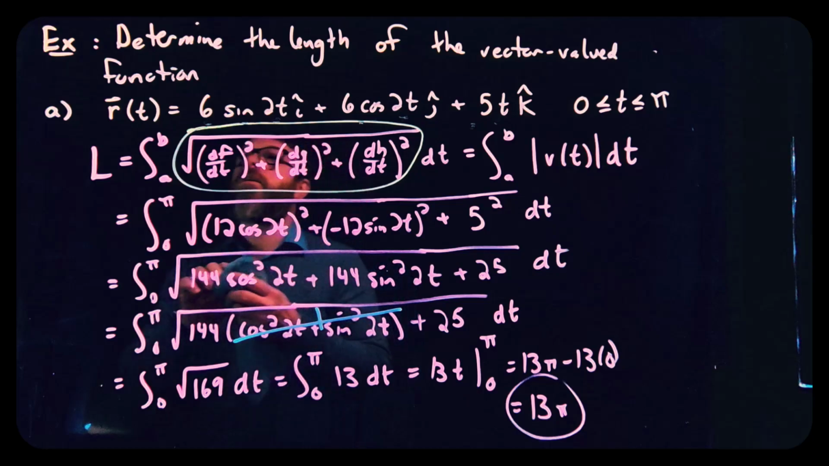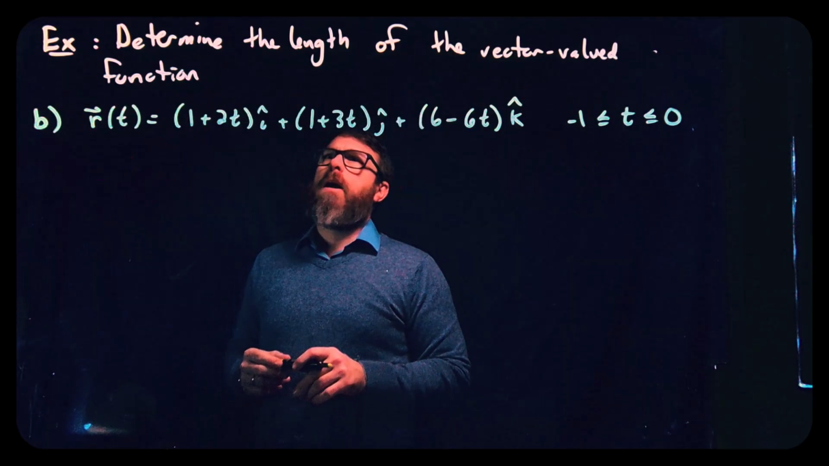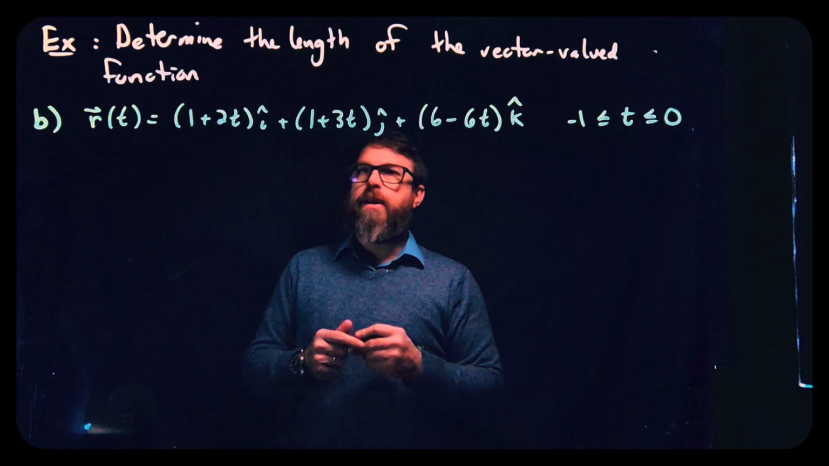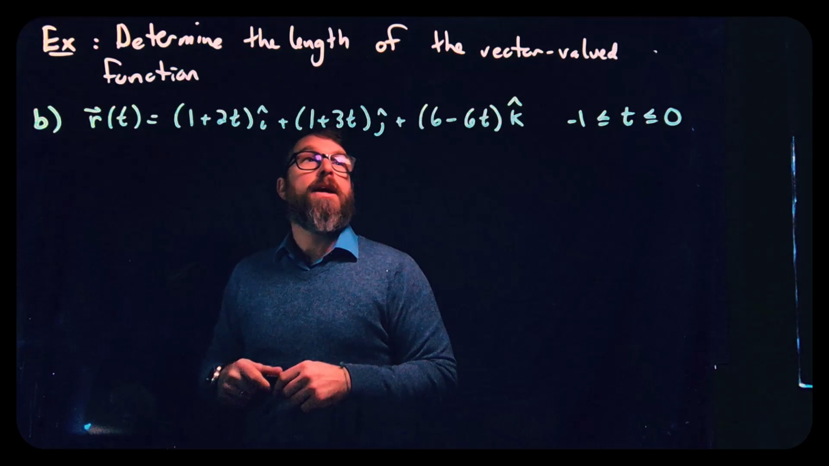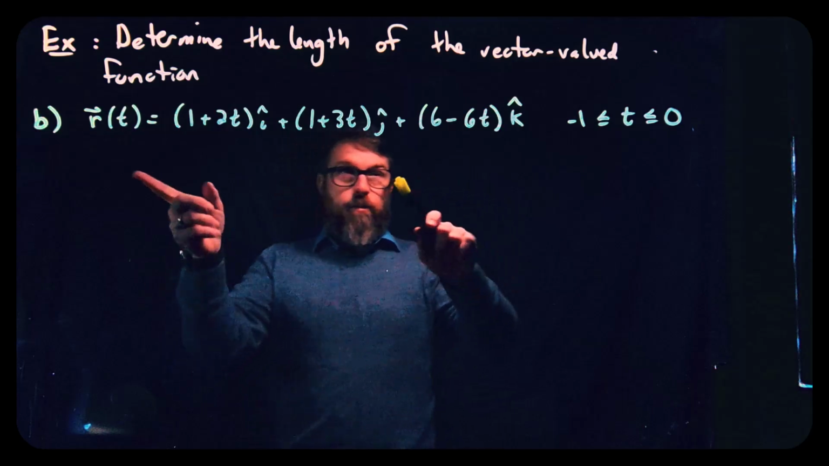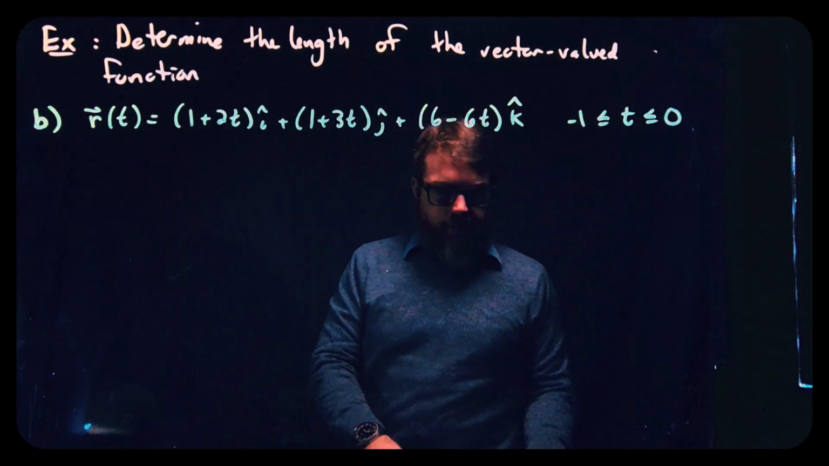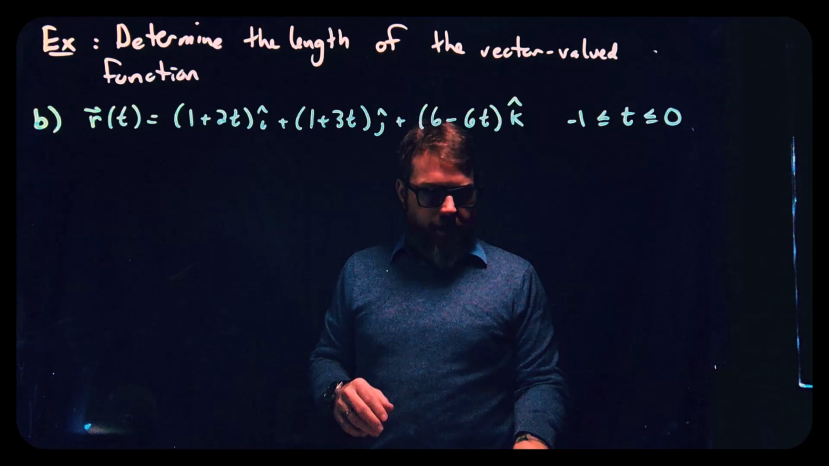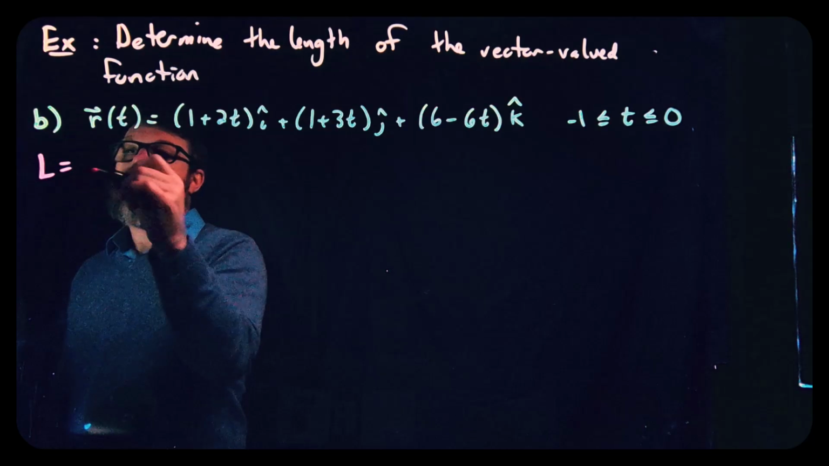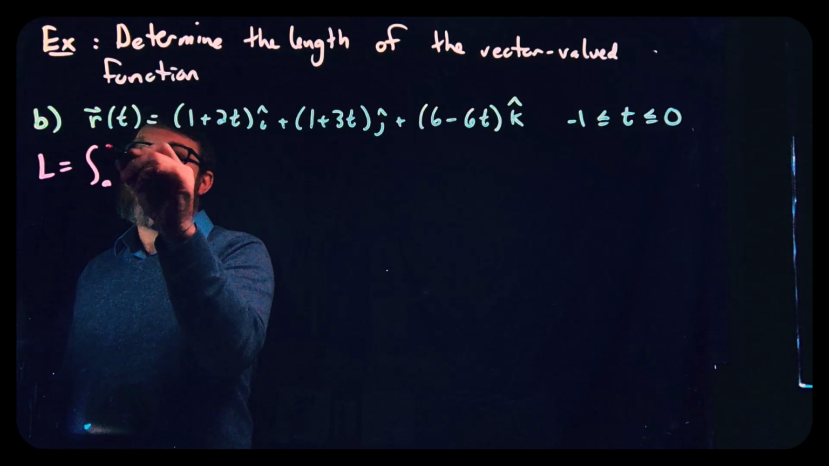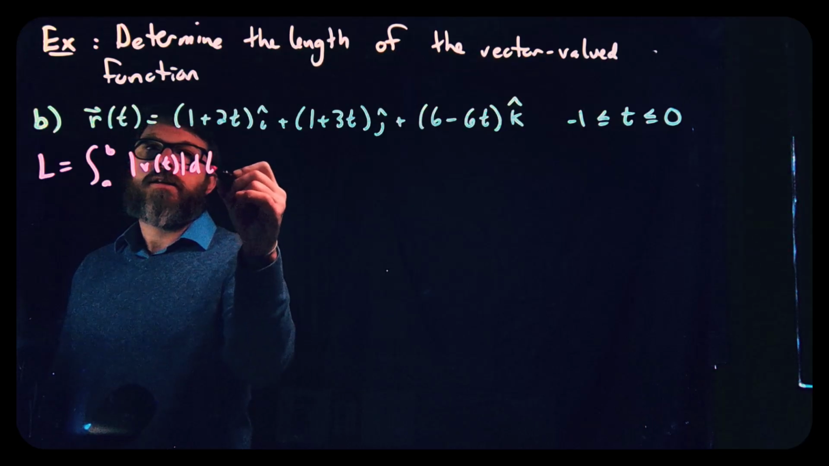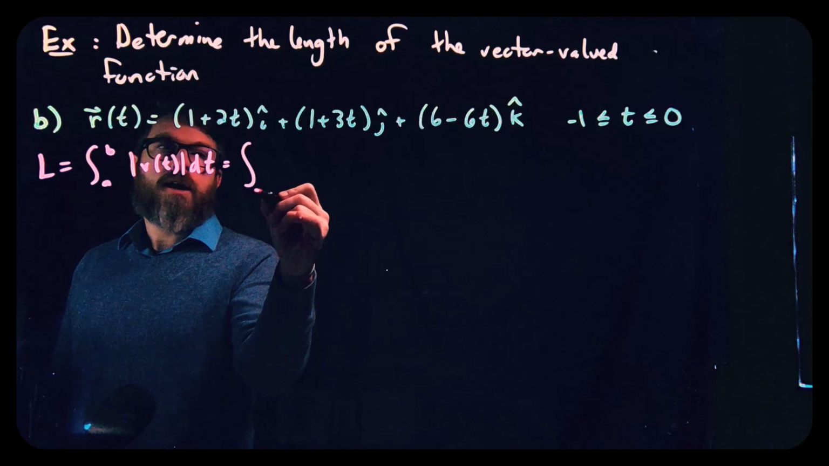All right, so for our last example, we're going to determine the length of this vector valued function, and I'm sure you're recognizing that this is nothing more than a line. So the length of this line, well, line segment, because I'm cutting this off at t equals -1, and then also t equals 0. So we know that the length of the curve, L, is going to be equal to the integral from a to b of the magnitude of v of t dt. And we know the magnitude is going to be from -1 to 0.